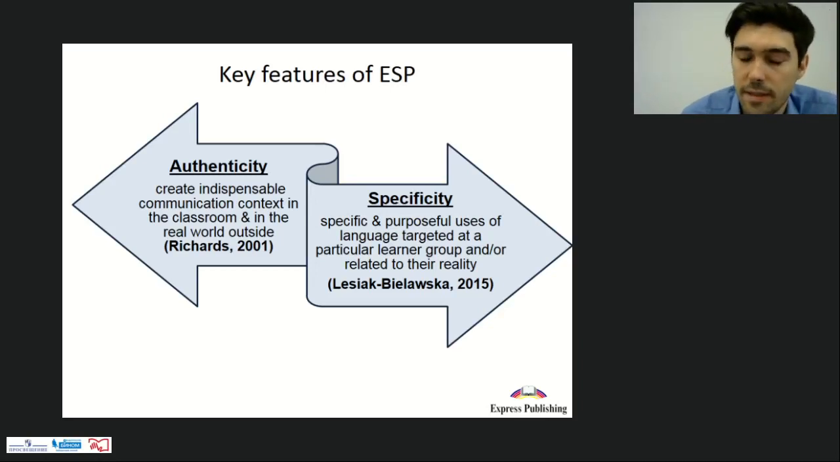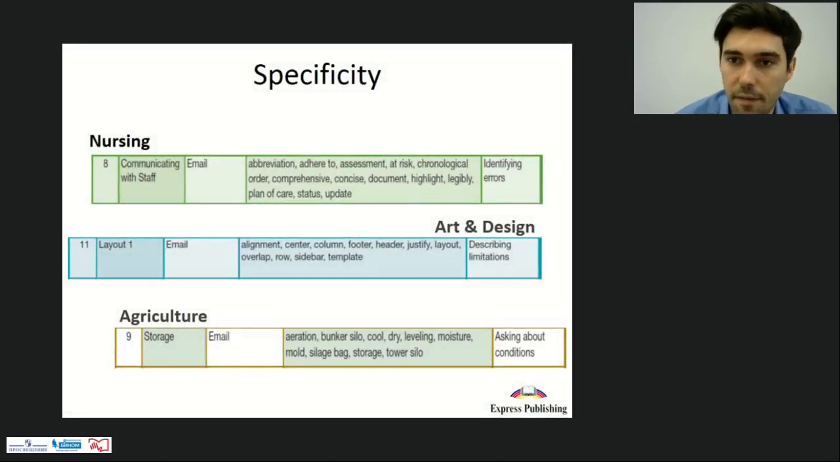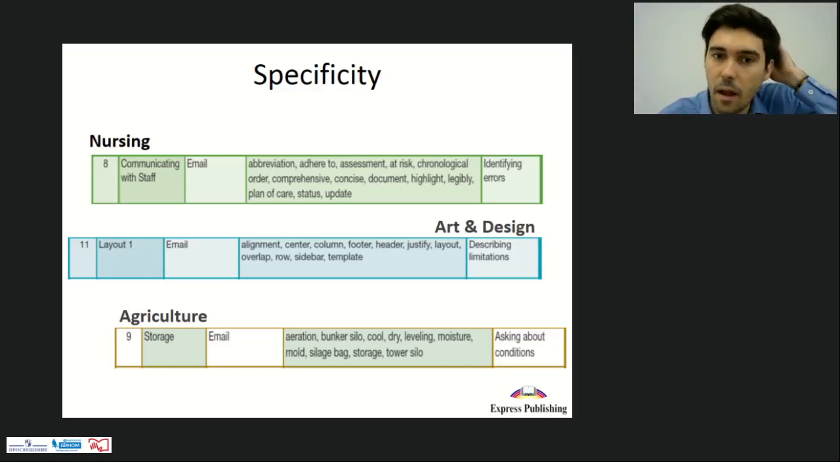So, talking about authenticity and specificity, let's look at some examples of how we can use authentic and specific materials inside an ESP course and how they can help our learners to achieve and acquire different employability skills. So, talking about specificity, we can see here on this slide, we have three different professions, three different ESP courses. We've got nursing, art and design, and also a course on agriculture. And we've taken here some of a detailed lesson plan of what the learners will be studying in their specific lesson.